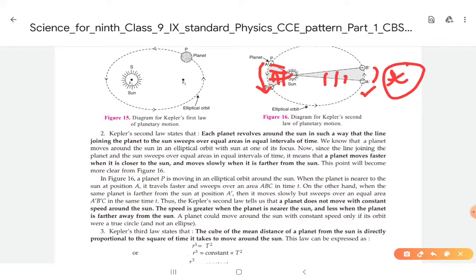Okay, it means that when the planet is closer to the sun, the speed of the planet is faster. This point should remain in your mind: when a planet is closer to the sun, it moves faster compared to when a planet is far from the sun. Okay, this is Kepler's second law.